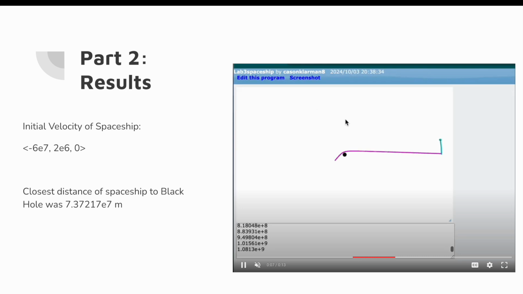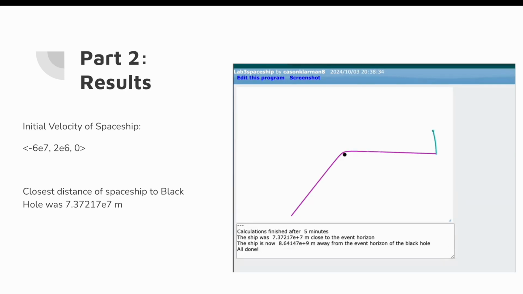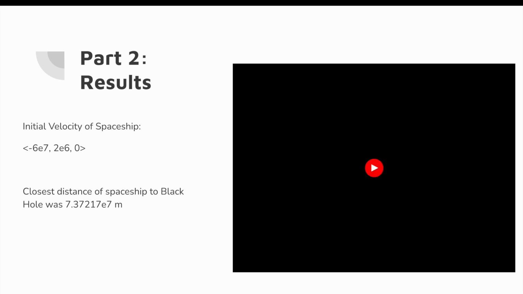Here is my experiment for the spaceship leaving the planet. We need to make sure that it does not collide with the planet. So I found the initial velocity necessary was -6 times 10 to the 7th meters per second in the x direction, and 2 times 10 to the 6th in the y direction. The closest that the ship got to the black hole was 7.37 times 10 to the 7th meters away from the event horizon of the black hole.